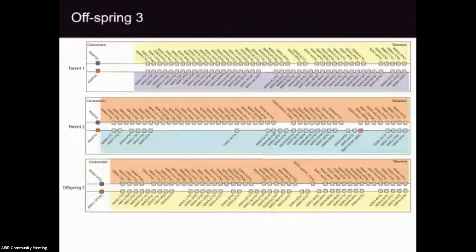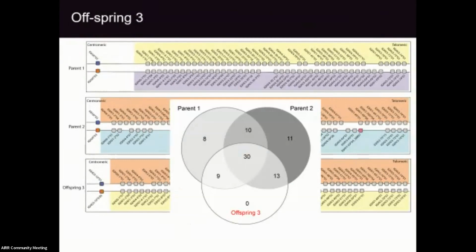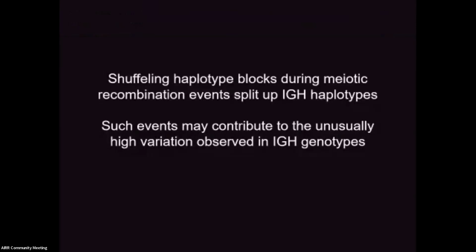And what we think is going on, oh, sorry, just to show the other offspring as well, here it was as expected, 1 haplotype inherited from each parent. But what we think is happening is that you have shuffling of haplotype blocks that occur during meiotic recombination events, and that splits up the IGH haplotype. And this could be something that really contributes to the unusually high variation that you see in this locus. If you have these shuffling events fairly frequently, it will definitely increase the number of different haplotypes you generate. So this is something we're looking at more closely.